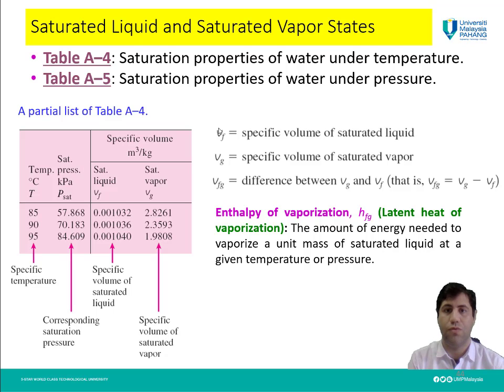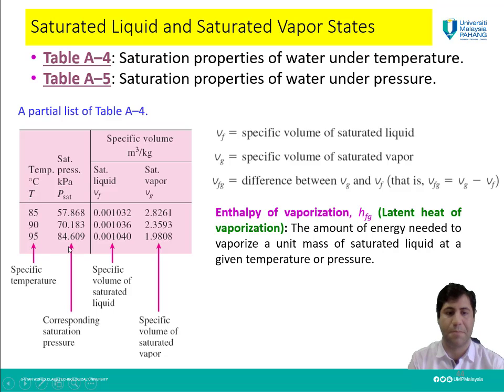Okay, so you already know about table A4 and also table A5. The first one, table A4, is the saturation properties of water under temperature, and table A5 is for the saturation properties of water under pressure. So these tables are for saturated liquid and saturated vapor states. Here is just part of that table. You can see the first column is a specific temperature. This is table A4, and we have a specific temperature in the first column.